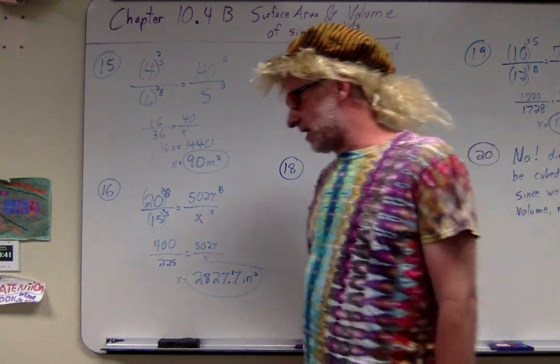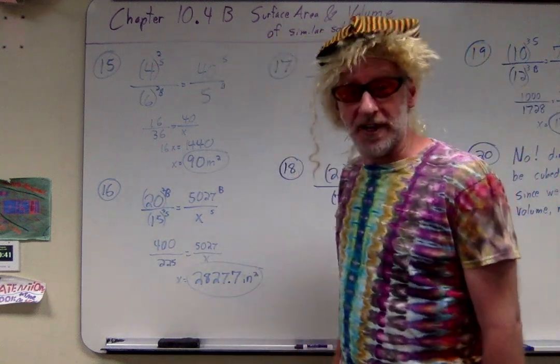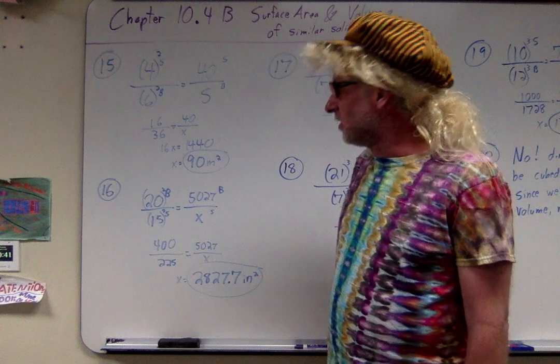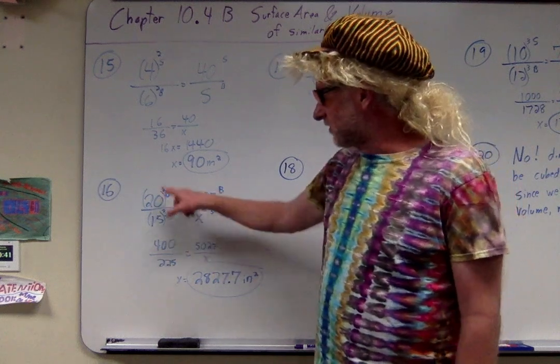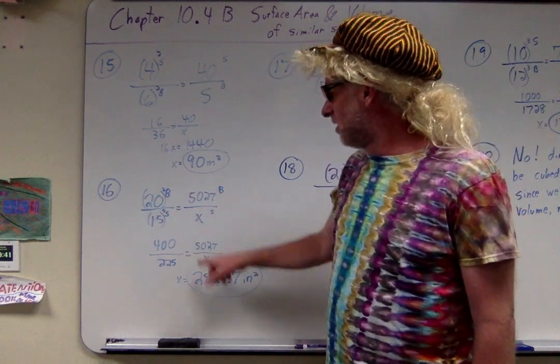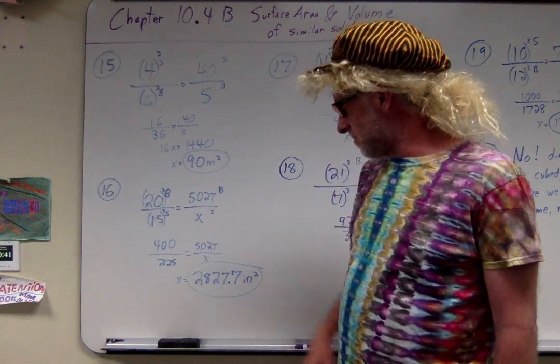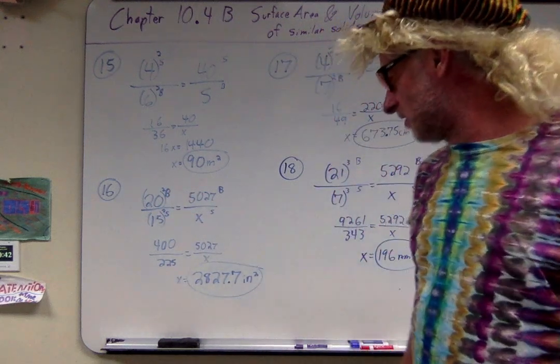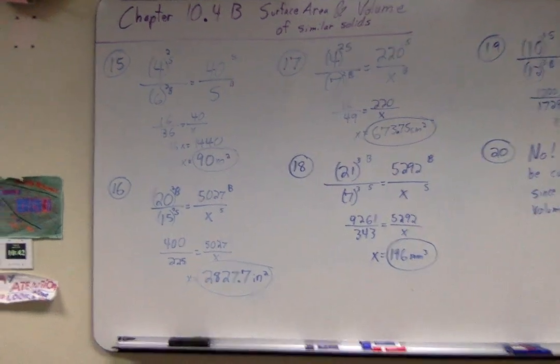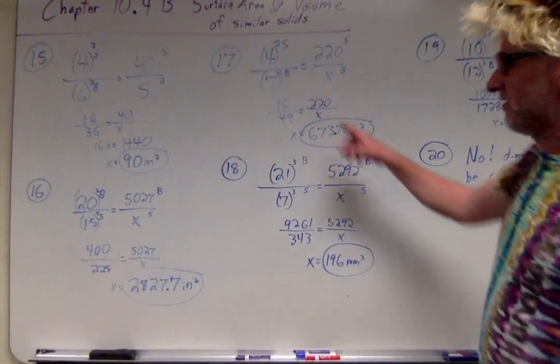Number 16, everybody. I think we're looking at a couple spheres, it looks like. Surface area again. Let's square those dimensions. Again, using big to small this time. And I got my answer of 2,827.7. Come on over here a little bit more. Let's take a look at 17.